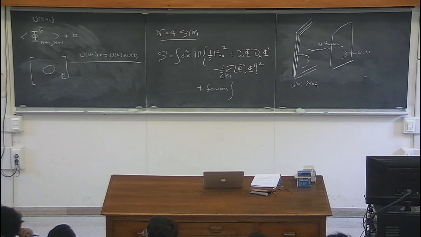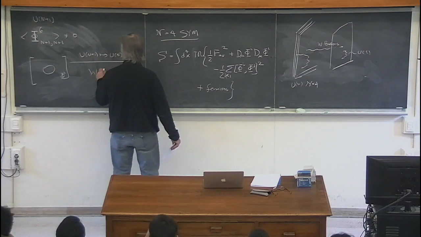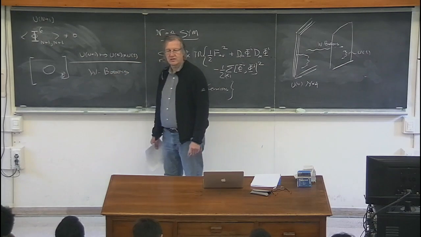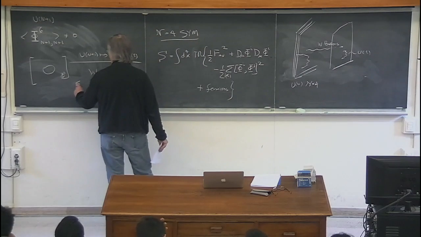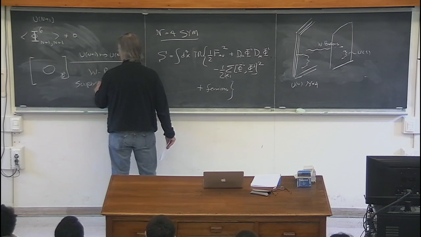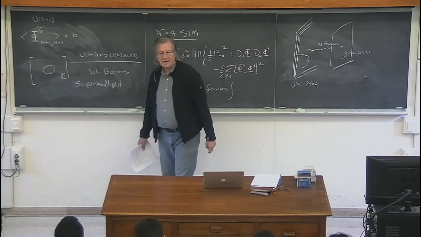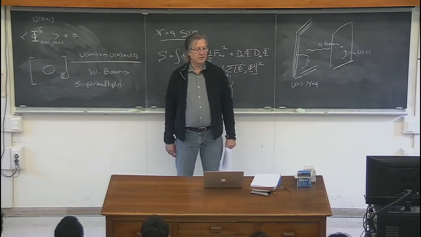And the reason why I want to make that condensate, there's really only two reasons. One is to make something that's massive. So here there will be W bosons. And in fact, there's a whole W boson supermultiplet because they're half BPS objects. And the mass turns out to be tunable. You can just set it to whatever you want.